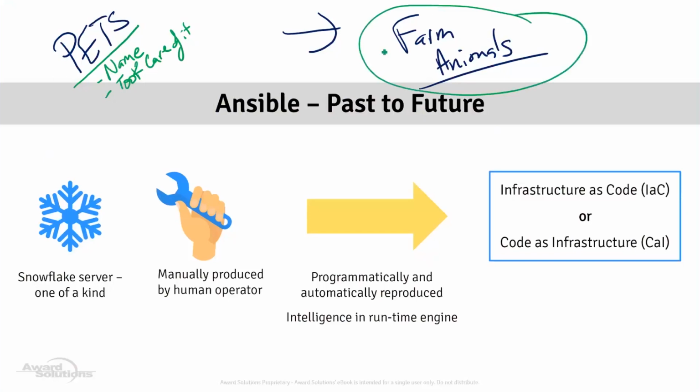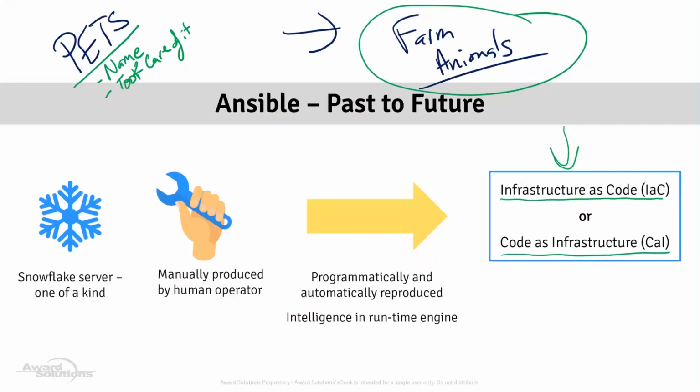That's not what we want to do. What we want to do is we want to treat these things like farm animals. If one gets sick, you just get rid of it and get another one. And that's what we're trying to do with Ansible. And there's a concept called infrastructure as code. It's also sometimes referred to as code as infrastructure. And what this is trying to say is, I'm going to treat all of my servers the same. I want my servers to be indistinguishable from one another. So therefore, if a problem comes up, I'm going to solve that problem with some type of code. And if I can't, I'll just rebuild that server.